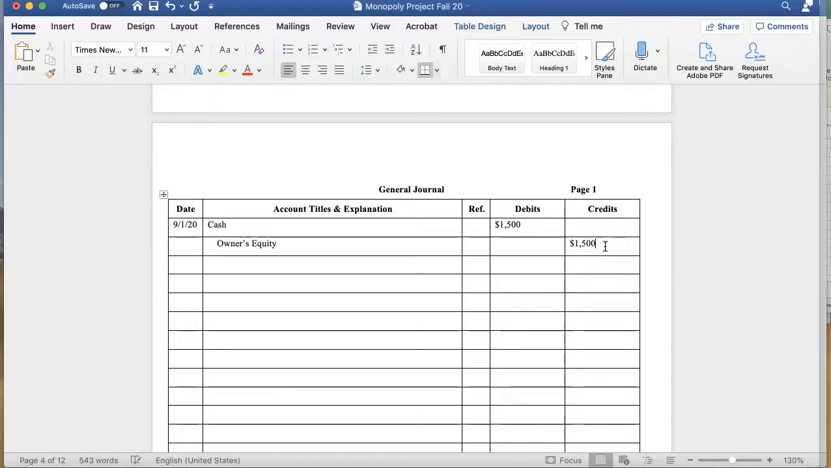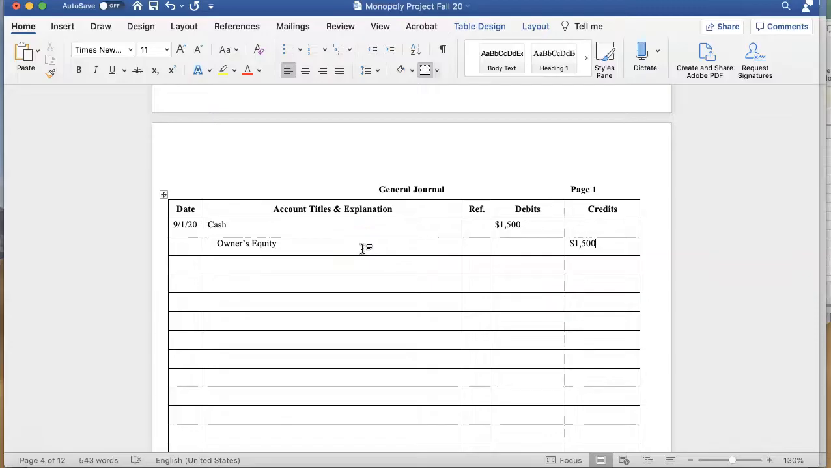Now, in accounting, it has to balance. So you have to have, again, the same amount of debits as you do credits. And as you see, we do. So we've debited cash, we've increased cash by $1,500, and we've credited owner's equity. So that's journalizing that first entry.